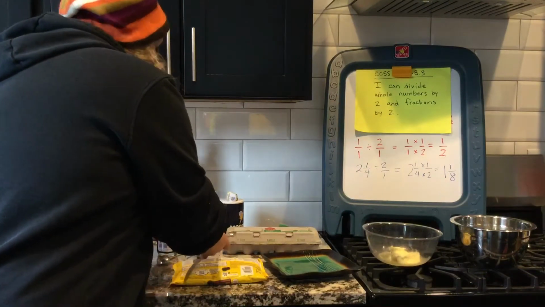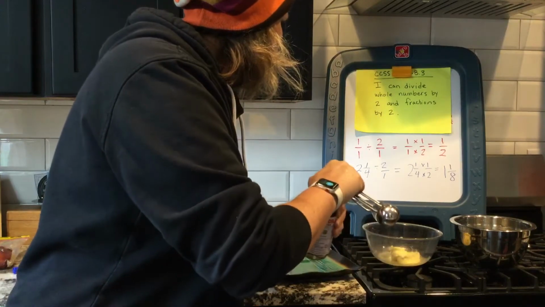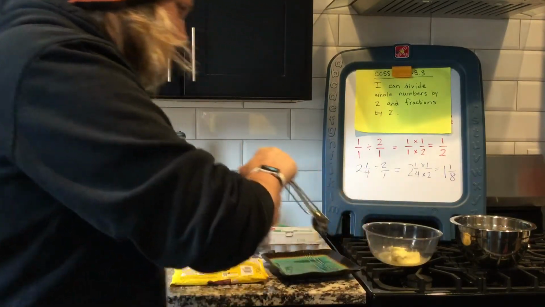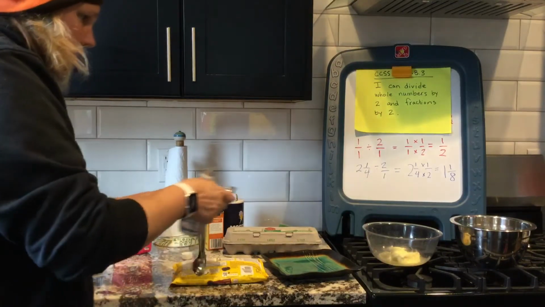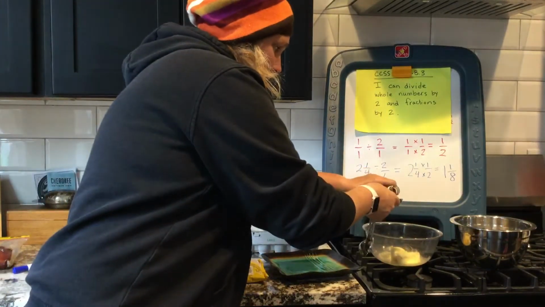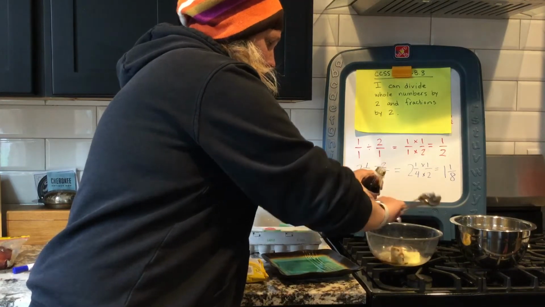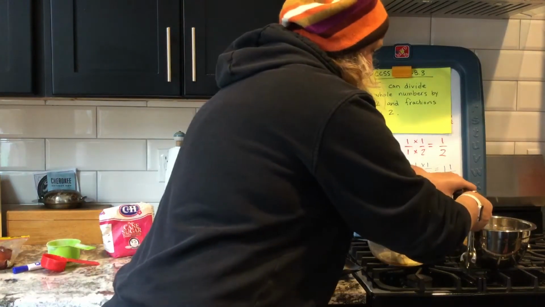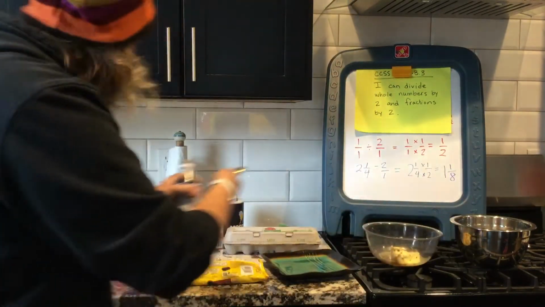Now, back to these separate bowls. We have a teaspoon of vanilla extract and 1 whole teaspoon divided by 2 is half. Oops, that's way too much. That's all right, don't tell.